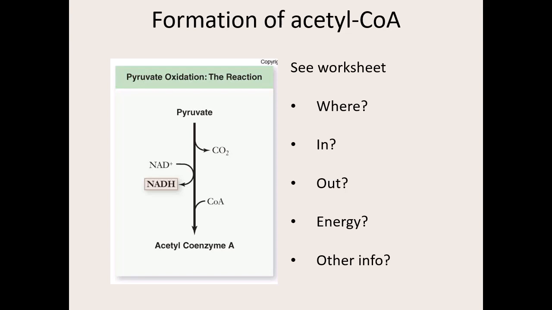What else do we get out? NADH, and how many total? 2. The one from this one and the one from the other one I'm not drawing. And why again do I care about NADH? What's NADH? An electron carrier. So I've made NADH, which means these are now full of electrons. So what do I get out? I get 2 acetyl-CoAs, 2 carbon dioxides, and 2 NADHs.